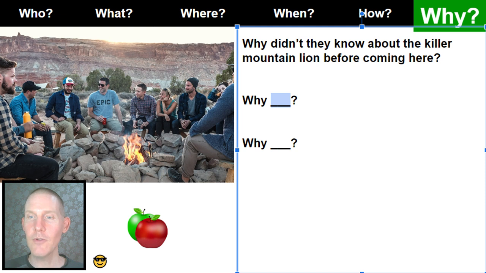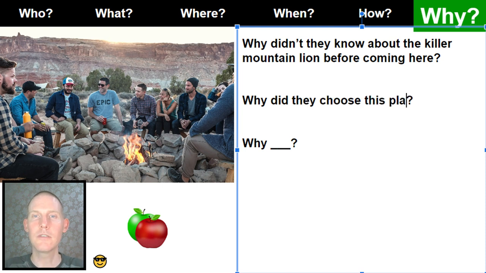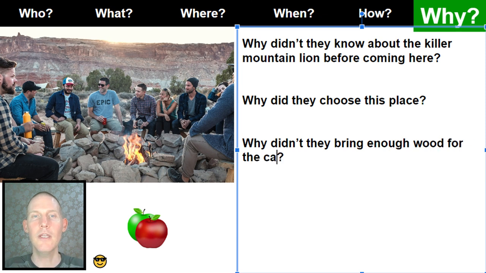Kizil Fetuleva says, why did they choose this place? Great questions. Why did they choose this place? Right. Especially if they knew there was a mountain lion. Or maybe they didn't know. Right? Let's see. Why didn't they bring enough wood for the campfire? Right. Let's do some more.